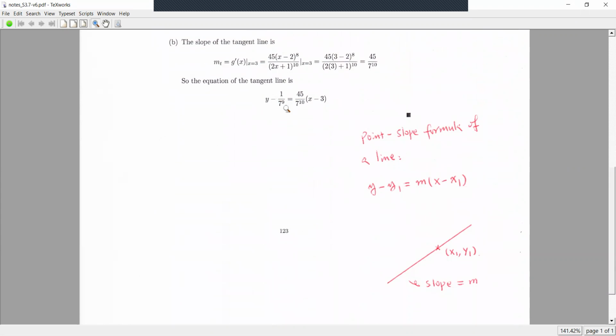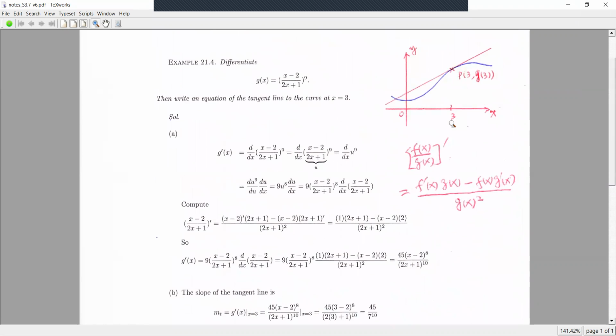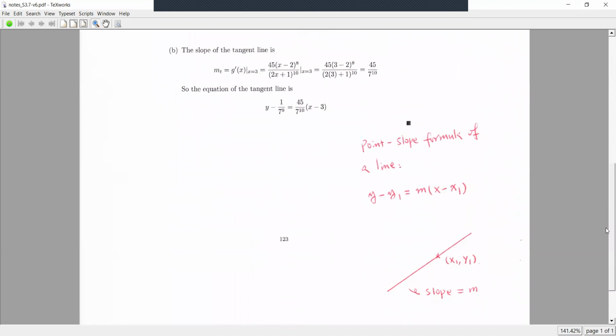y minus y1. y1 is the function value at the point 3. How to get the function value at the point 3? Plug in the number 3 for the x here. Then we can get the function value at the point 3. The function value at the point 3 is this number. It's equal to the slope, this number, times parenthesis x minus x1. x1 is the number 3. So this equation is the equation of the tangent line to the graph of the function at the point 3.